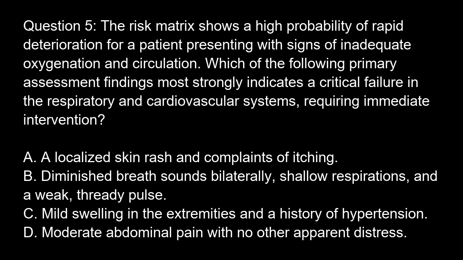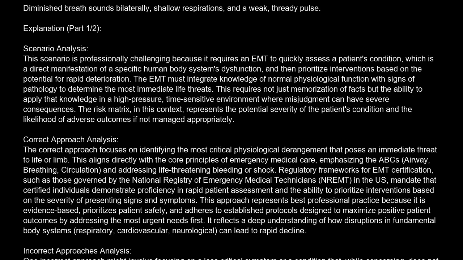Option A. A localized skin rash and complaints of itching. Option B. Diminished breath sounds bilaterally, shallow respiration, and a weak, thready pulse. Option C. Mild swelling in the extremities and a history of hypertension. Option D. Moderate abdominal pain with no other apparent distress. The correct answer is B. Diminished breath sounds bilaterally, shallow respirations, and a weak, thready pulse.